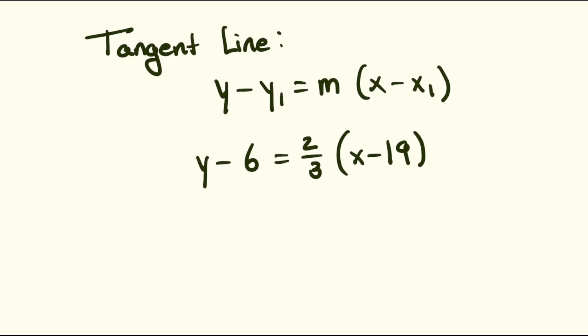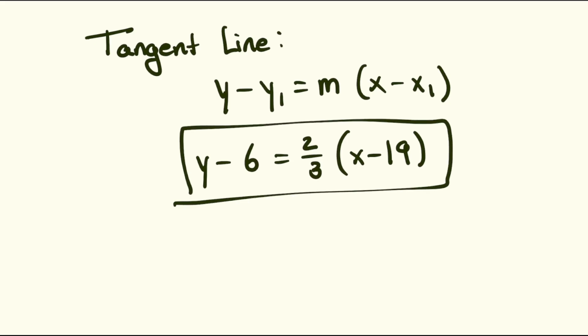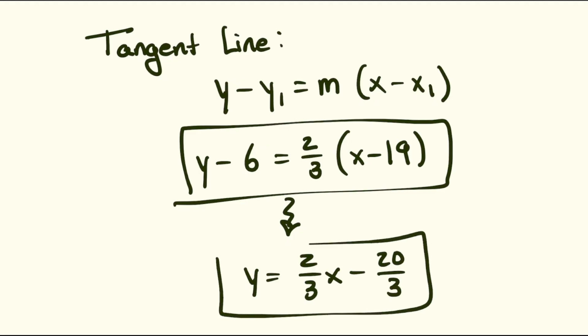Now, depending on who you have as a teacher, you may be able to leave it like this because this is the equation of a line. However, if your teacher wants you to simplify, it doesn't take too much work, and you can get y is equal to 2/3 x minus 20/3. So that is the other way to write the solution there. So there is the tangent line to our parametric curve.